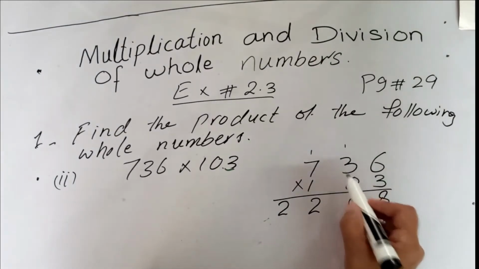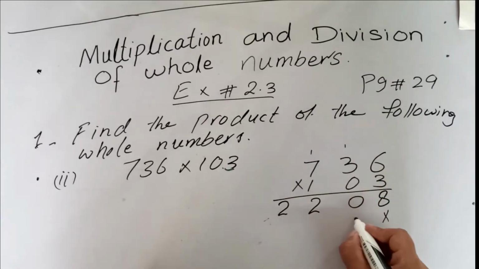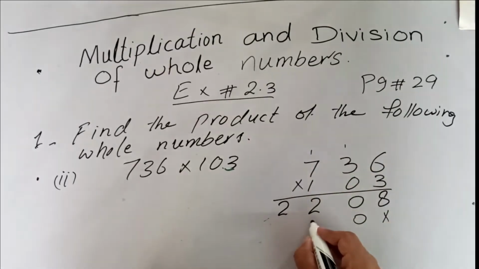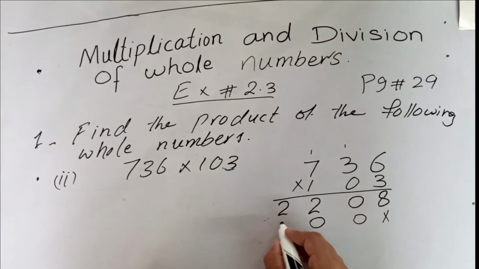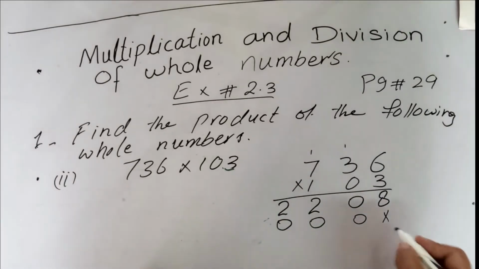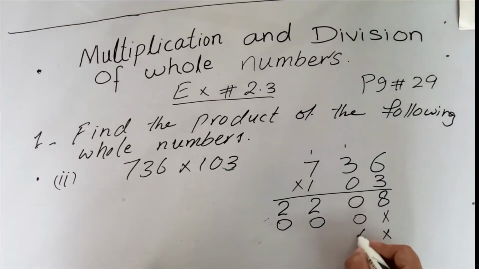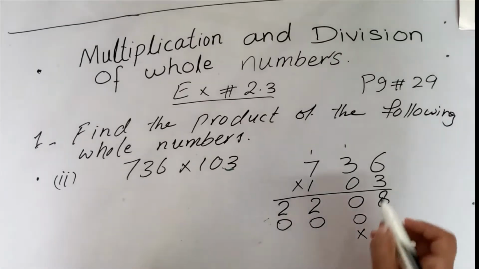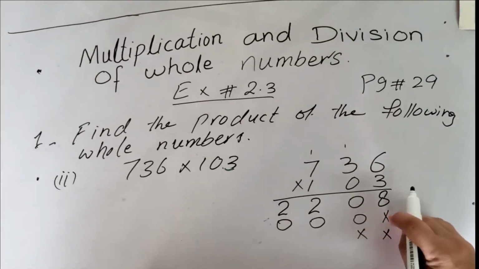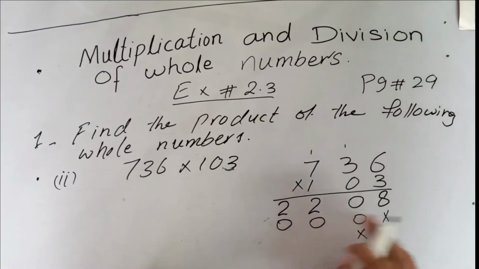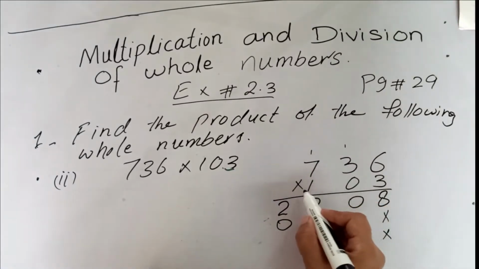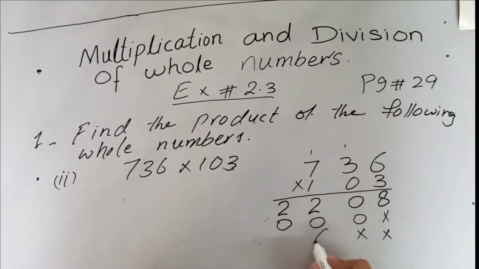Then 0 times 6 is 0, 0 times 3 is 0, 0 times 7 is 0. You can write 0 over here or cross it, it doesn't matter at all. 1 times 6 is 6, 1 times 3 is 3 and 1 times 7 is 7.